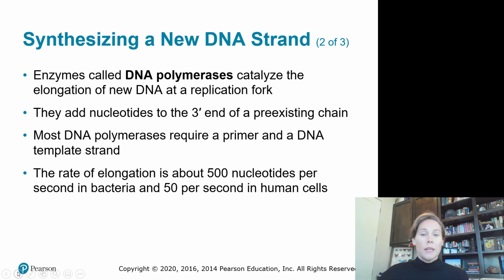Enzymes that are called DNA polymerases catalyze, make things happen, right? The elongation of the new DNA at the replication fork. They add nucleotides to the 3' end of the existing chain. Most DNA polymerases require a primer and a DNA template strand.